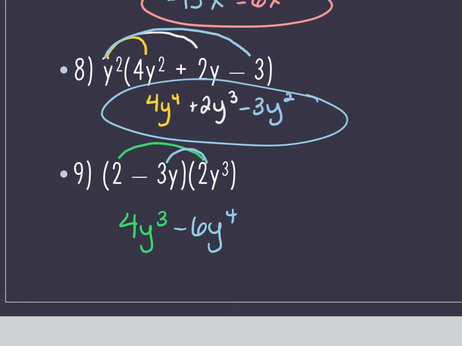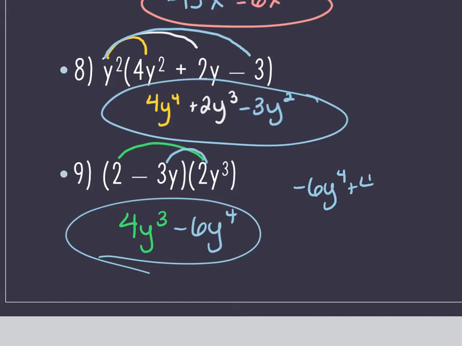Now, the only thing I'll say here is this answer is totally cool for where we're at right now. But if you're answering this on a quiz or a test in Canvas where it's auto-graded, I want you to put it in order of decreasing degree, which means the negative 6y to the 4th comes first. So negative 6y to the 4th plus 4y to the 3rd. These mean the same thing, but the second one is in decreasing degree order. So if the directions say decreasing degree, that's what it means. Highest exponent down.